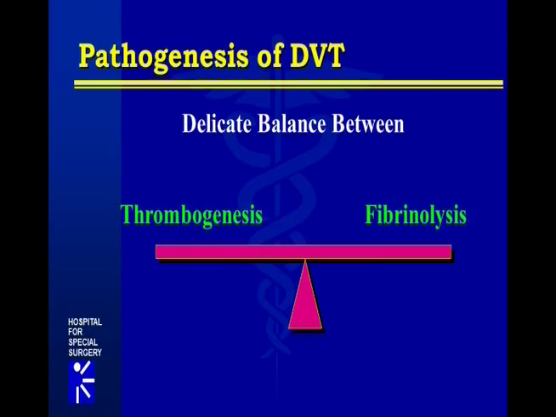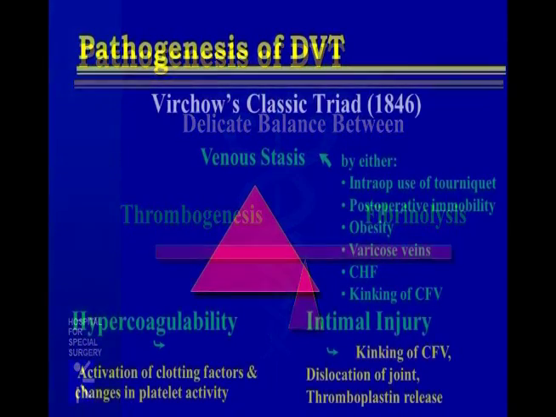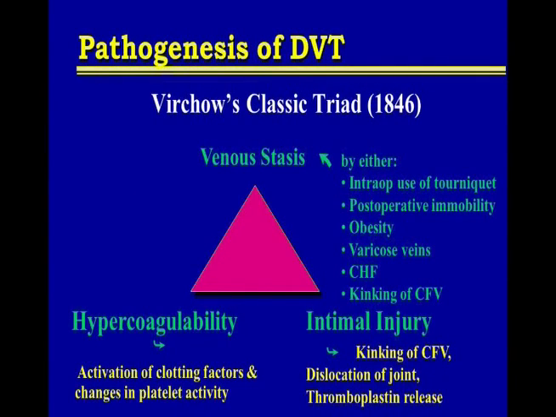When we look at the pathogenesis of DVT, there's a very delicate balance between thrombogenesis and fibrinolysis. That is, the formation of a clot and the breaking down of a clot. If we go to Virchow's classic triad that he described in 1846, there's three arms of this triad: venous stasis, hypercoagulability, and intimal injury. And I'd like to relate all of these to joint replacement.